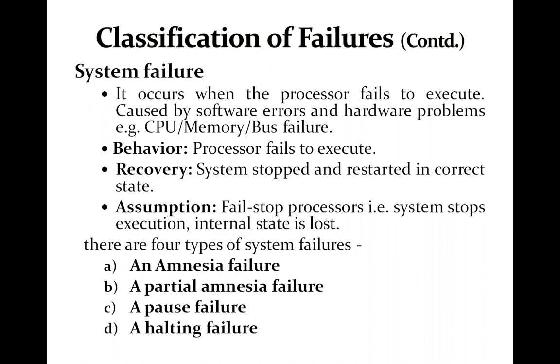Now, as far as the system failure is concerned, it is categorized into 4 kinds of failures. The first one is an amnesia failure. The second one is a partial amnesia failure. The third one is a pause failure. And the fourth one is a halting failure. Now, let us discuss them one by one.